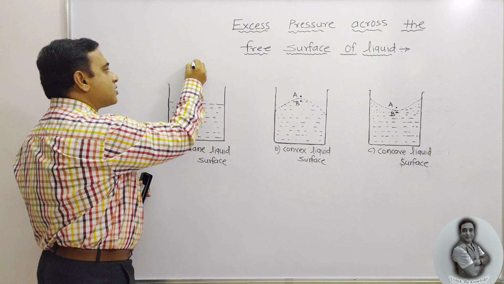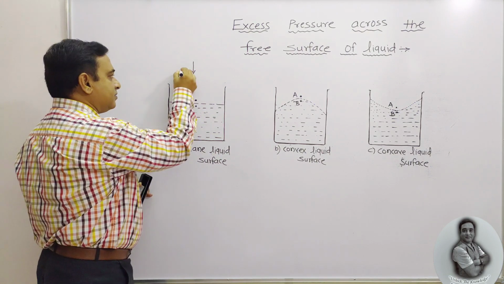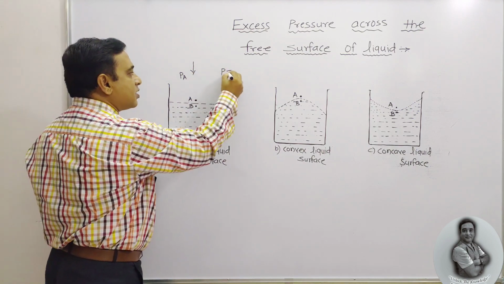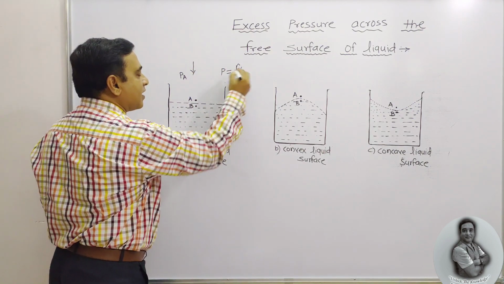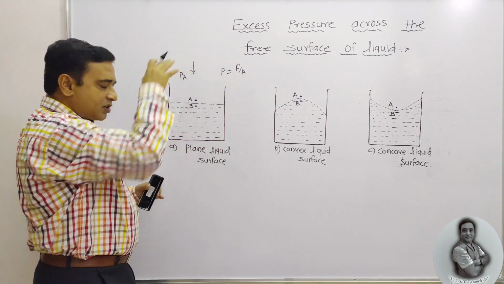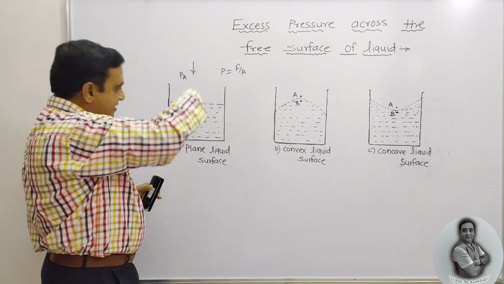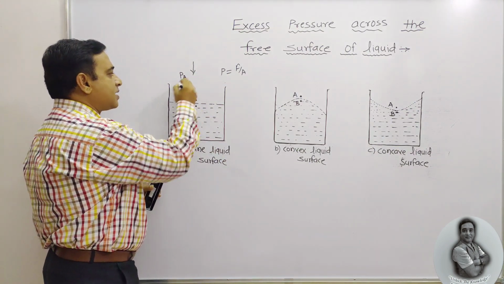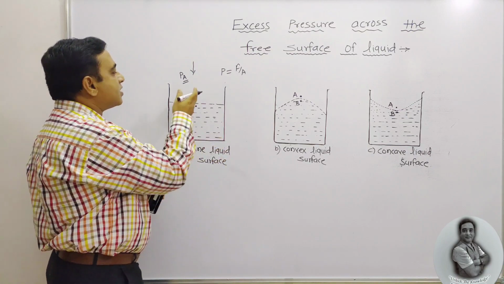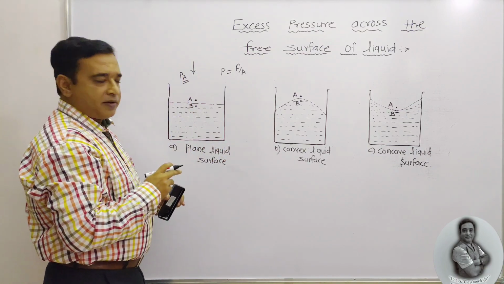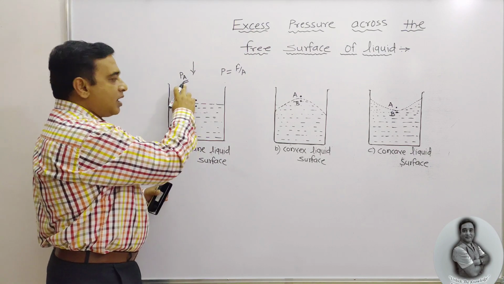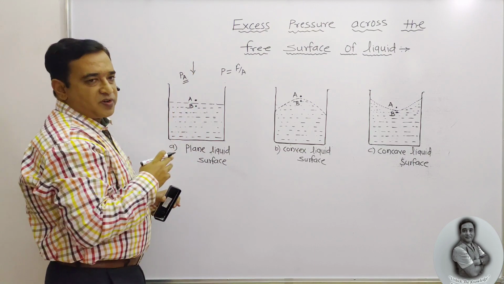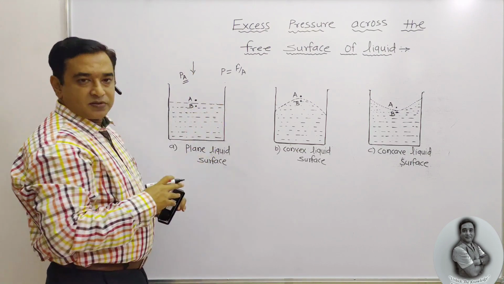Now the atmospheric pressure acts from this side. We know that pressure is nothing but force per unit area, acting in a downward direction from the A side. A and B are the points, but this indicates the atmospheric pressure. Don't mix up this A with this PA. This is the atmospheric pressure acting from the upside, which is applied by the atmosphere on the liquid surface.